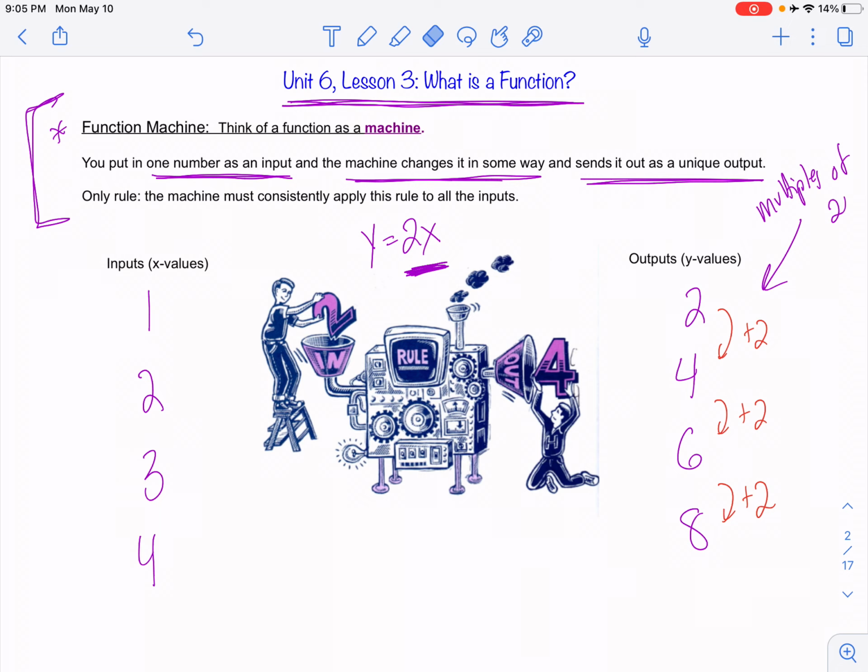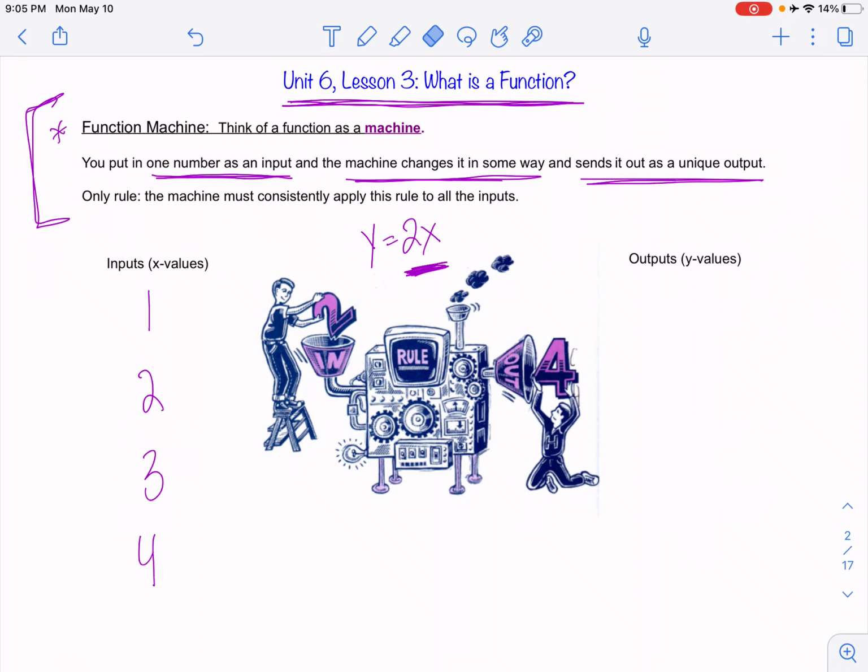I'm going to change my rule slightly. What if my rule is now y equals 2x plus 1? Okay, so now I have to do 2 steps. I have to multiply my input by 2, and then add 1. Okay, so I'm going to do the first one. 1 is going to go to, hopefully you're saying out loud, 3, right? 1 times 2 is 2, plus 1 makes 3. 2 times 1 equals 2, plus another 1 equals 3.